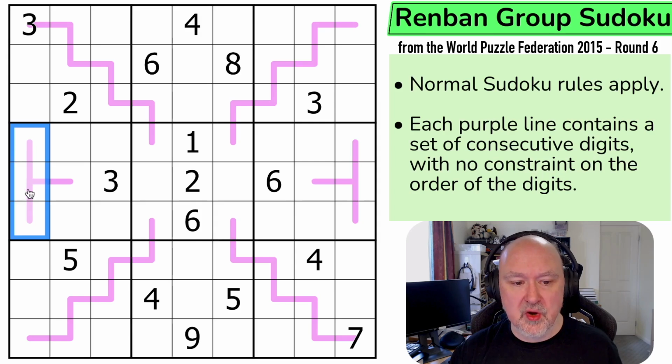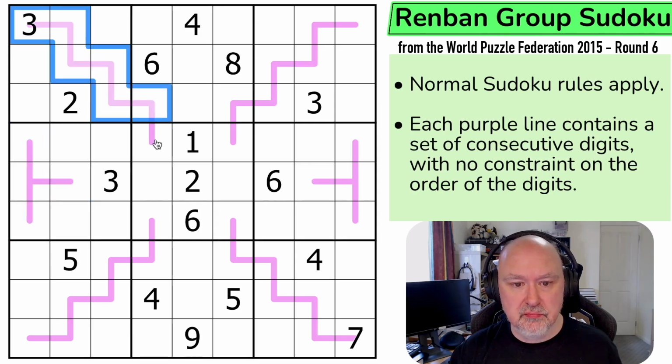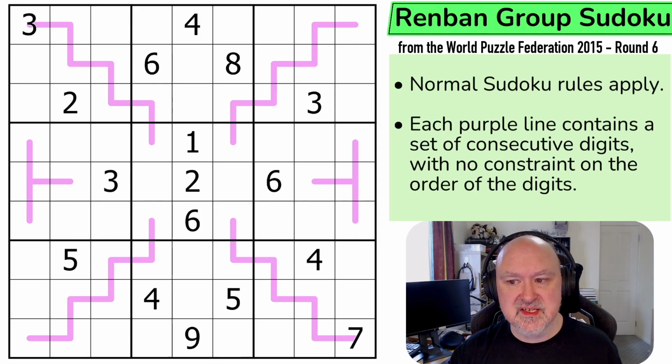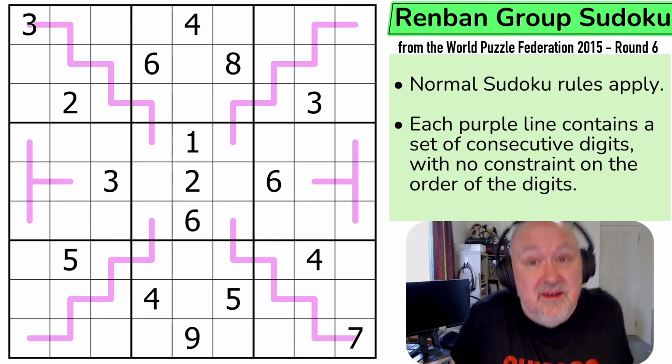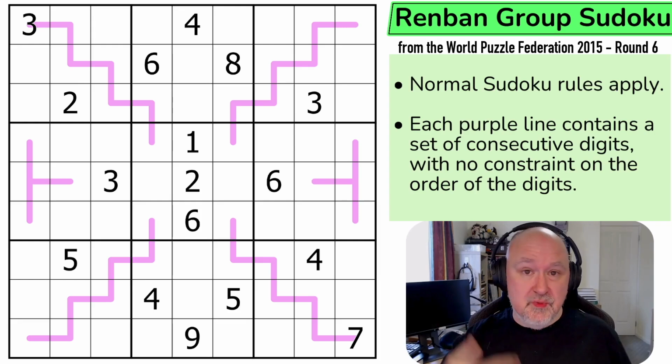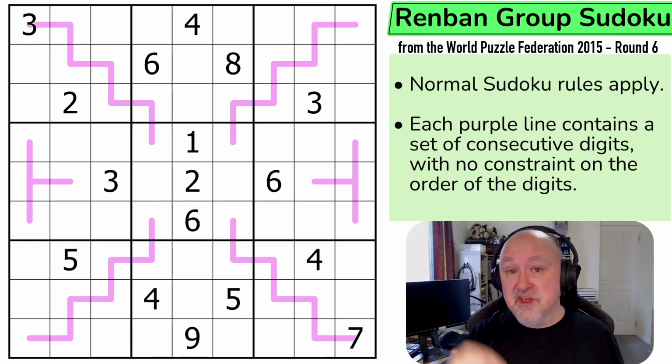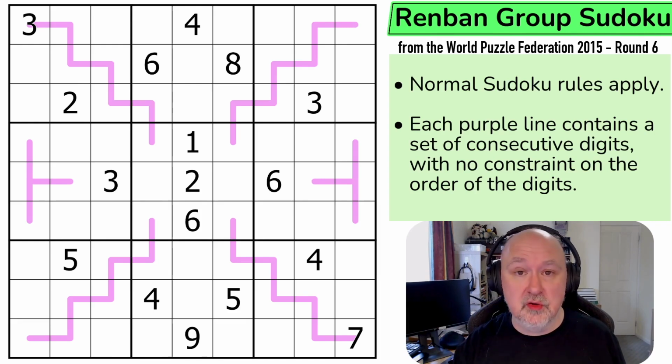The way it worked is any attached grey cell regions were a set of consecutive digits with no constraint on the order of the digits. I've just changed it to the same wording, but from connected grey regions to purple lines. If you want to see the original presentation of the puzzle, below there'll be a link where you can solve it online, but also a link to the entire World Puzzle Federation archive, where you can download the original 2015 Round 6 pack and have a look at it exactly the way it was originally presented.